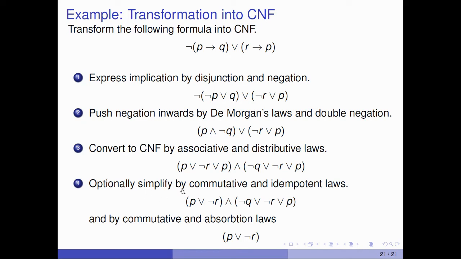Then optionally simplify by idempotent. Optionally, because as you can see, this is already a conjunction of clauses, that's already CNF. If you answer up to this part, you got it perfect already. But you can simplify it, because P or P is P, so this one is P or not R. And for this, it remains the same. By commutative and absorption laws, you can simplify that. You can distribute that there. You can verify that it becomes P or not R. Okay, so this is 21 over 21.